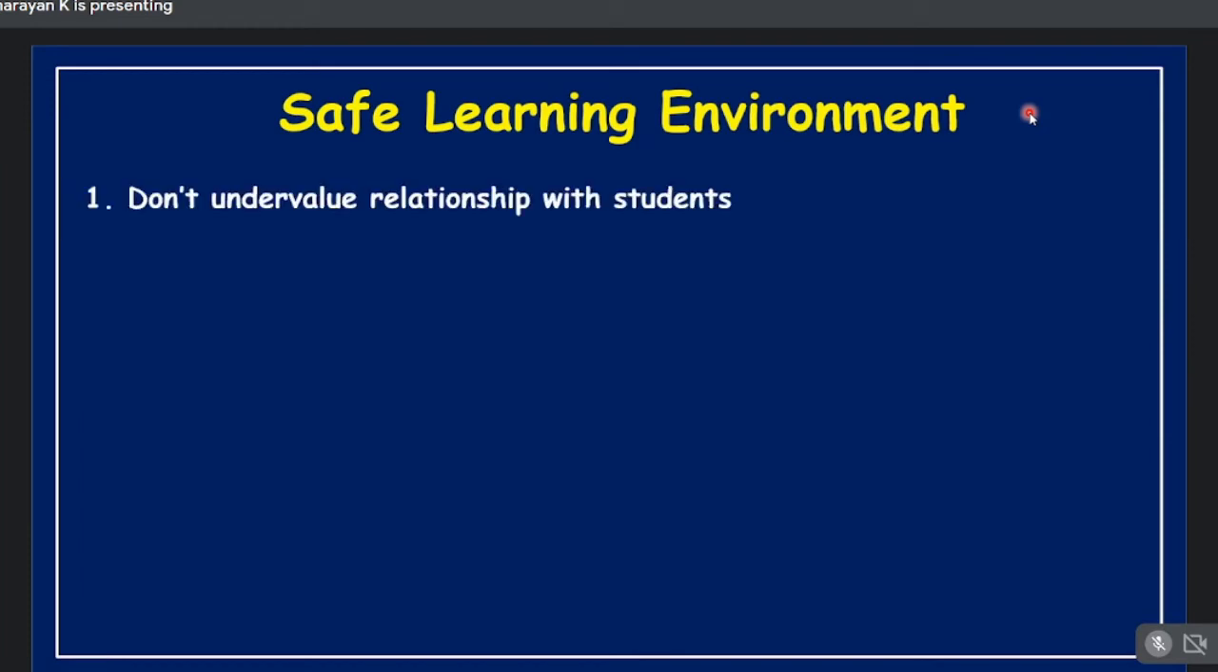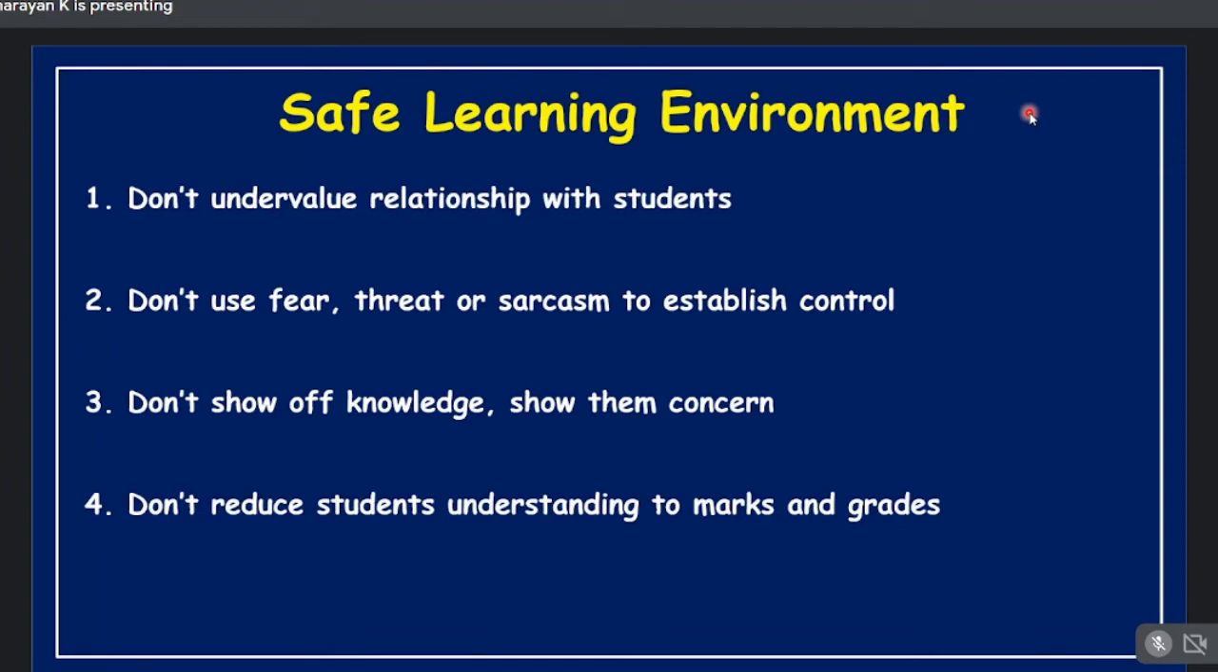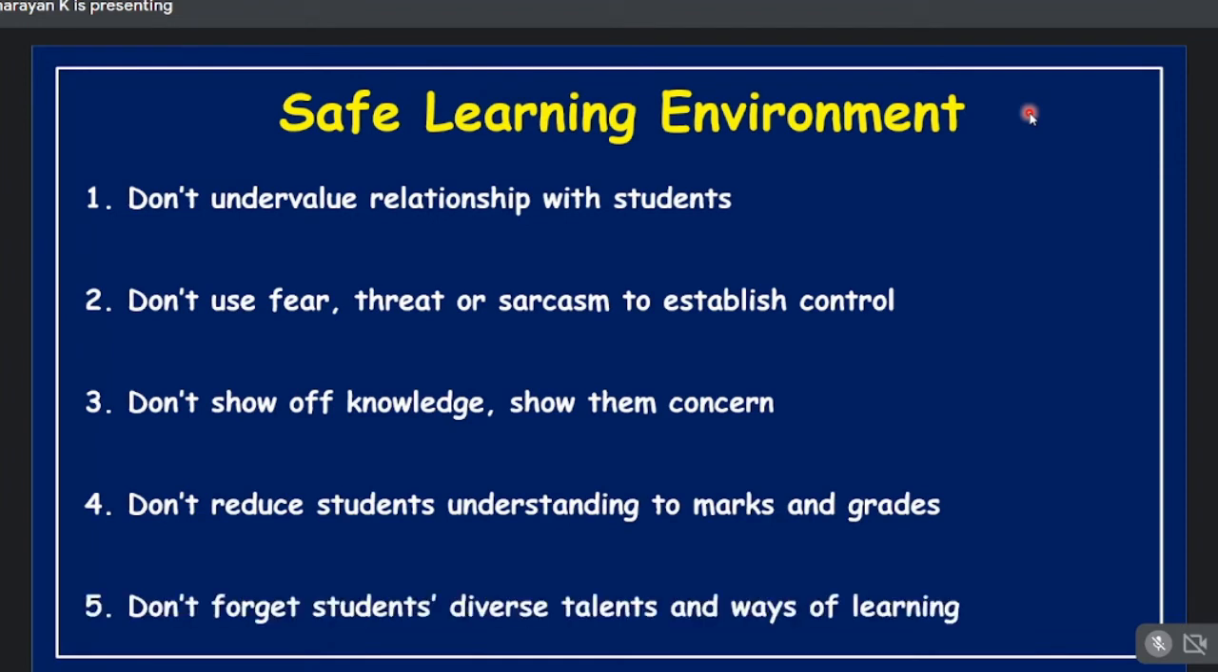A safe learning environment, therefore, we have seen 5 maxims. The first is not to undervalue relationship with students. Don't use fear, threat, or sarcasm to establish control. Don't show off knowledge, show them concern. Don't reduce students' understanding to marks and grades. Don't forget students' diverse talents and ways of learning. These are the first 5 maxims.